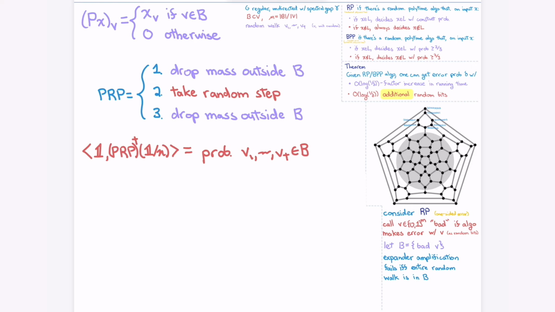So just one PRP. You start at the stationary distribution, so it's uniformly spread out, some in B, some not. You zero out everything outside of B because that walk has already left B. You take a random step, and then you zero out everything outside of B again because that mass of random walks has left B. So you repeat that many times, and that's just taking PRP to a higher power. Note that applying P twice in a row is not a big deal. The second one has no effect.